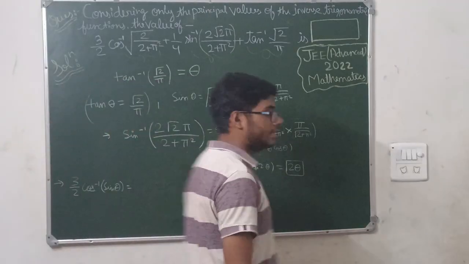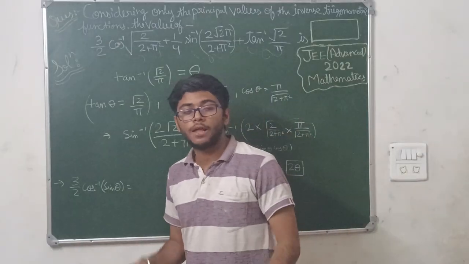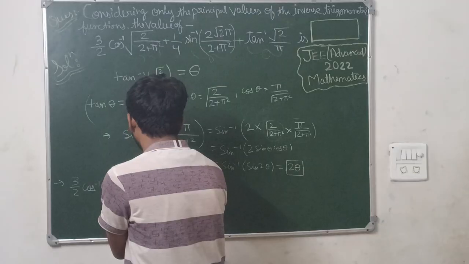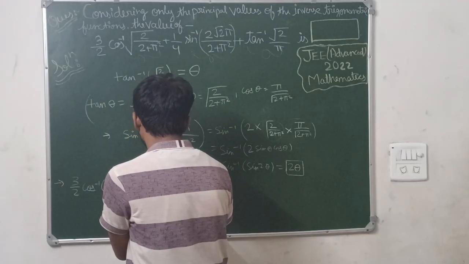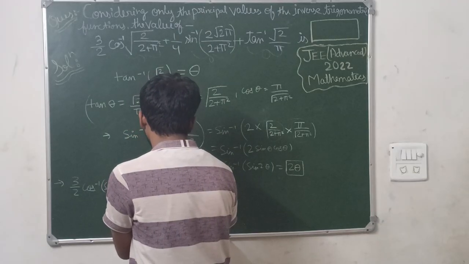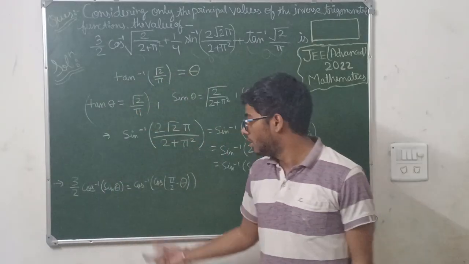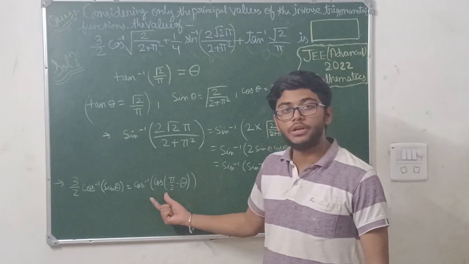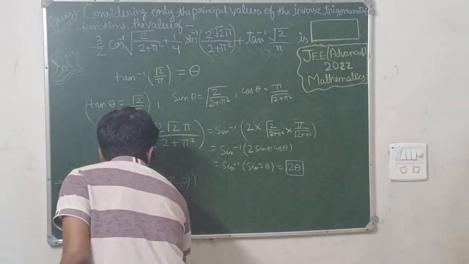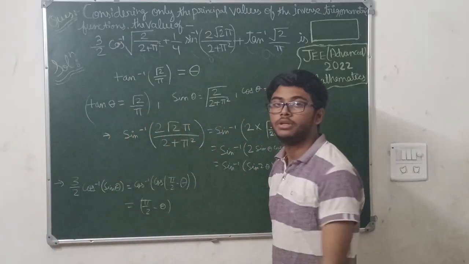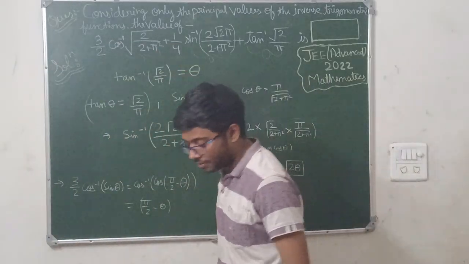Now how will you write this? Sin theta is cos of pi by 2 minus theta. So just write it as cos inverse cos of pi by 2 minus theta. Assuming cos also is in its principal range, we can just write it as pi by 2 minus theta. Our equation is solved. Now just substitute in the above equation.